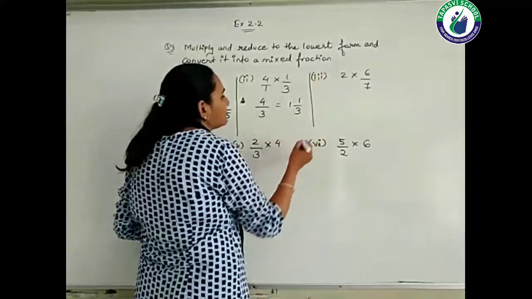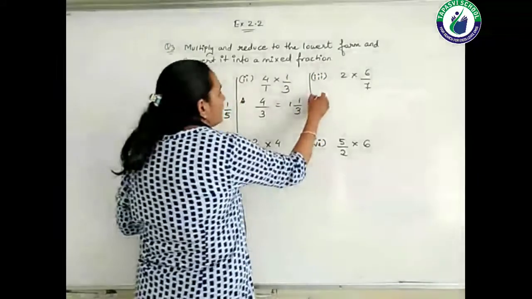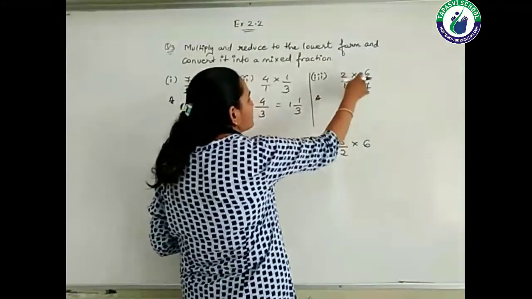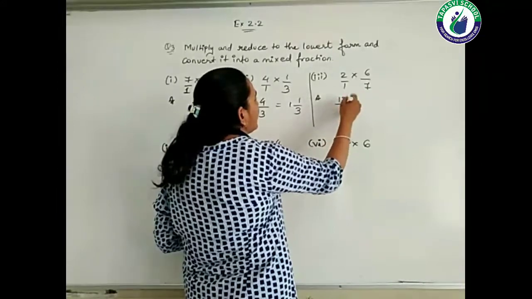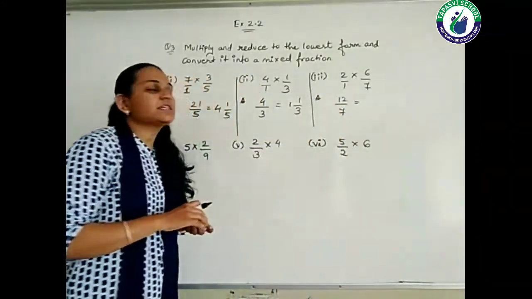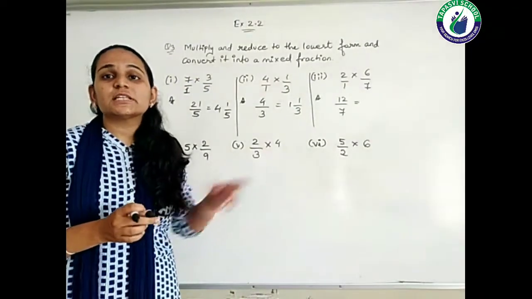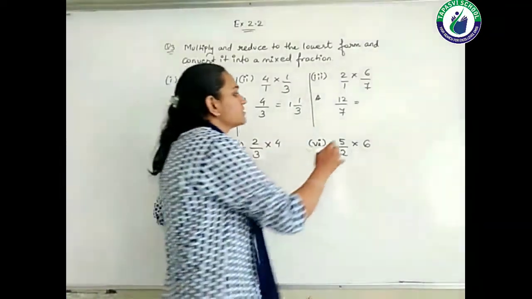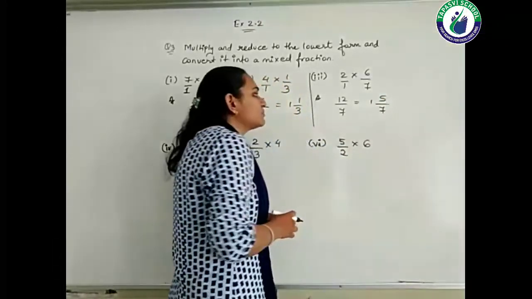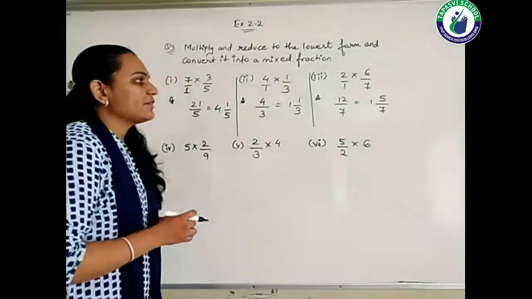Now, let's see the third one. 2 multiplied by 6 upon 7. We don't have anything over here. So, 2 6s are 12 and 1 7s are 7. So again we will convert this answer into a mixed fraction, students. The reason is it is an improper fraction. So 1 7s are 7 and plus 5. So the answer is 1 integer 5 upon 7.